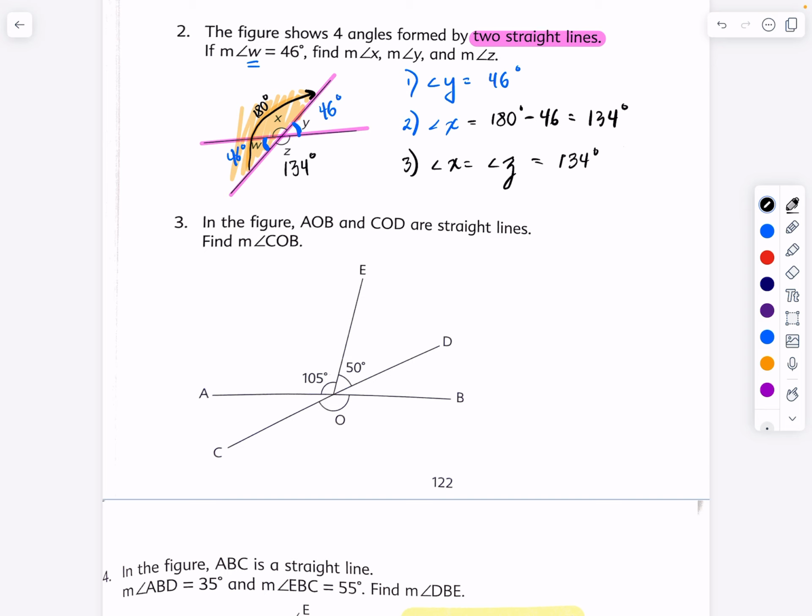Now, number 3, in the figure, AOB and COD are straight lines. Again, please do not make assumptions that we are working with straight lines unless it is indicated. So let's trace AOB. Fantastic. And COD, wonderful. These are two intersecting straight lines, which means angle O. Angle O, what is angle O? We cannot find angle O.